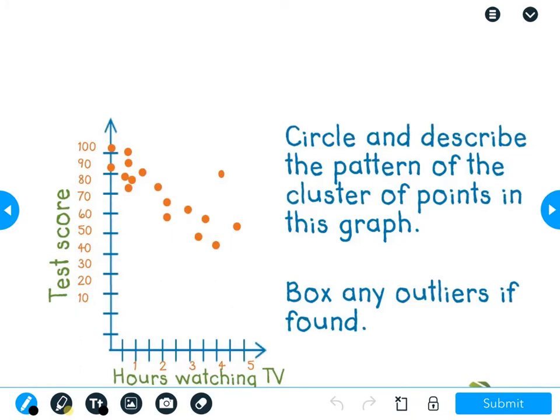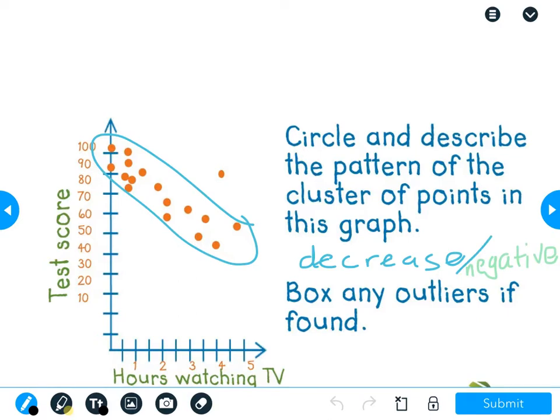On this one, you're going to circle and describe the pattern of the cluster of points in the graph. So I would circle this cluster and describe the pattern. I would say they're decreasing or going negative. And then put a box around any outliers that are found. I would say that's an outlier right there.